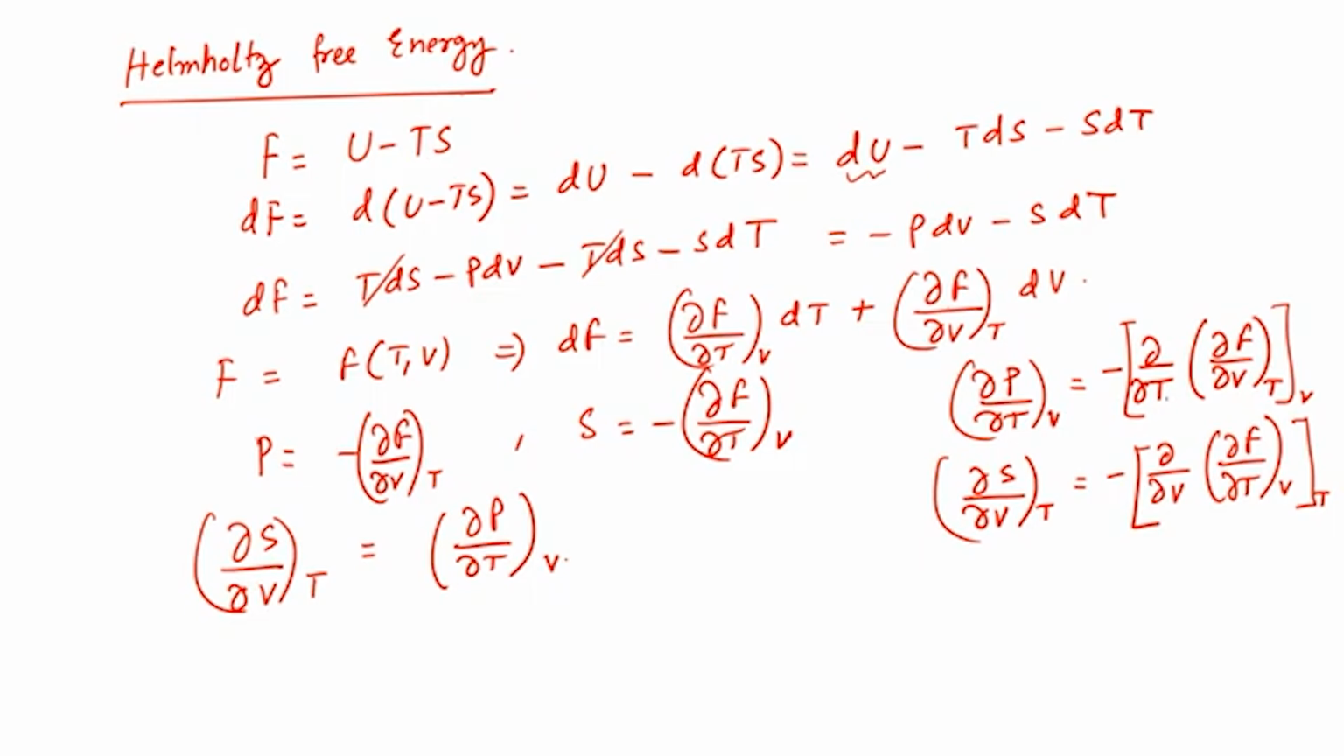Now, if you look inside the square bracket, you see there is a del T of del F del V, and there is a del V of del F del T. You can interchange the order of taking derivatives, and you see that they are the same, and because they are the same we get another relation, which is the second Maxwell's relation. Let us call it del S del V at T equal to del P del T at V.